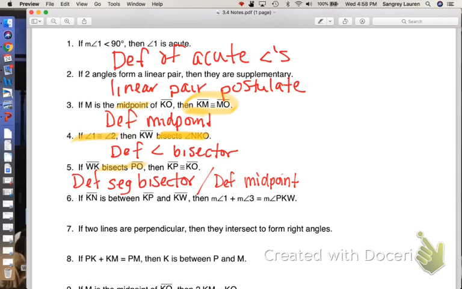Now, number 6. Segment KN is between KP and KW. So that means angle 1 plus angle 2 equals angle PKW. When you see the word between, you should be thinking segment betweenness or angle betweenness. And if you look, we're actually talking about angles, adding two angles that are next to each other to create the whole big angle. So this is definition of angle betweenness.